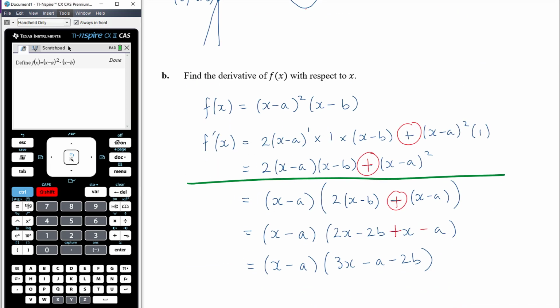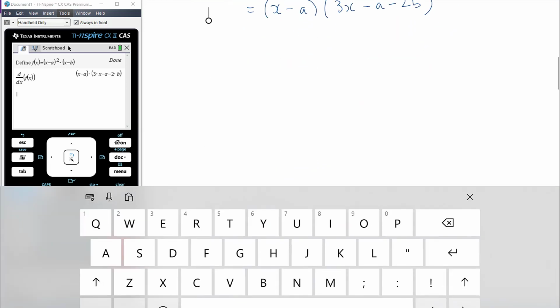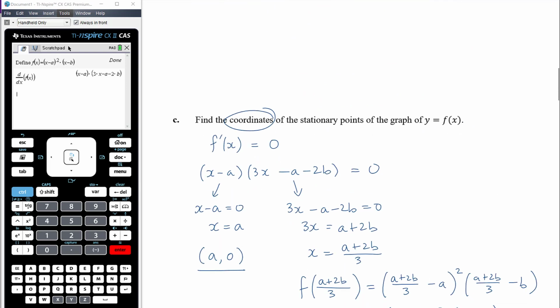Part B though, finding the derivative: shift minus, derivative with respect to x of f of x is that. Okay, so again it gives you that nice factorized form, which is helpful. The next part, which is finding the coordinates of the stationary points, so you would now be solving your derivative equal to 0 for x. So there's your x coordinates of your stationary points, and then obviously you need your y coordinates, so f of a, subbing a back into your function, is 0, there's your (a, 0), and f of (a plus 2b) over 3.